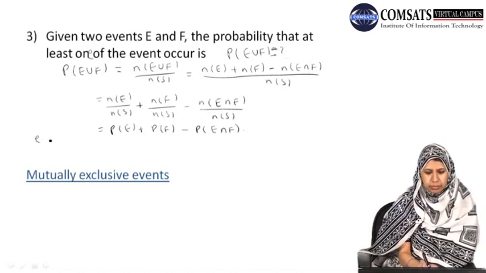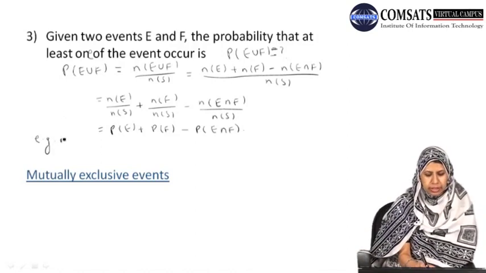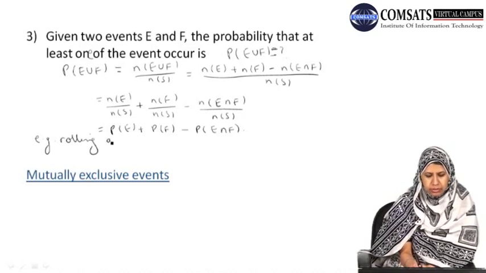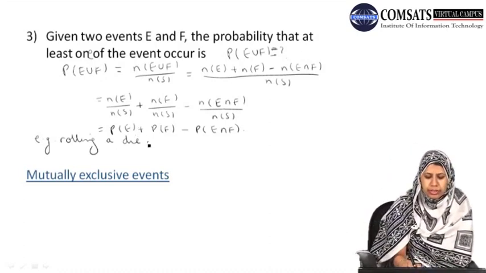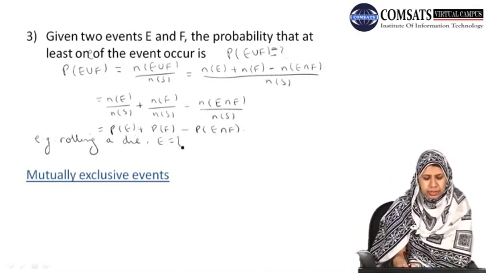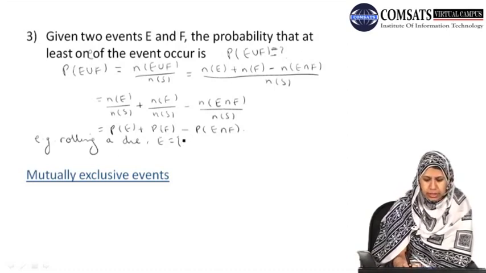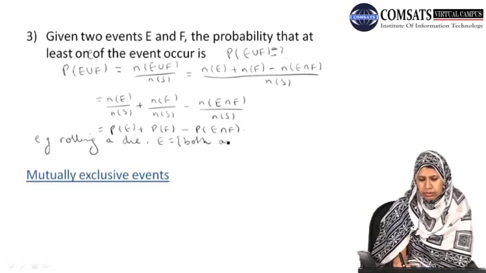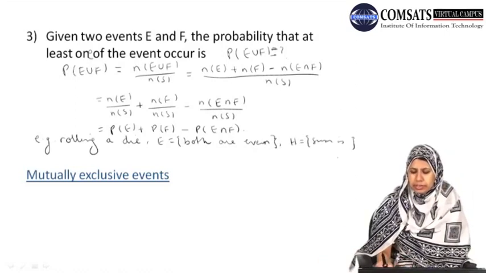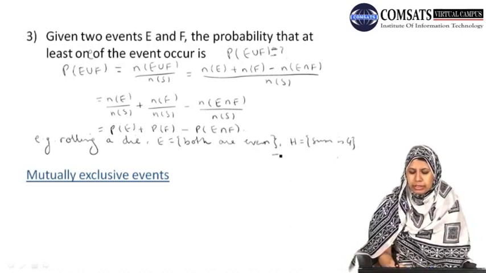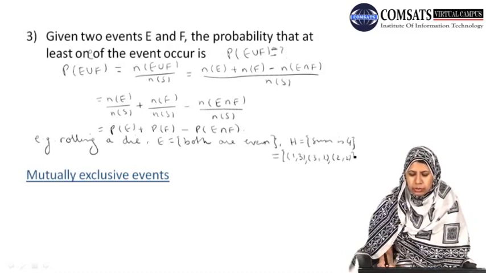For example, consider the case of rolling a die. And we consider two events from the example of our previous lecture: the event E, that both are even, and the event H as sum is 4. Then this event contains 3 sample points, that is 1 3, 3 1 and 2 2.